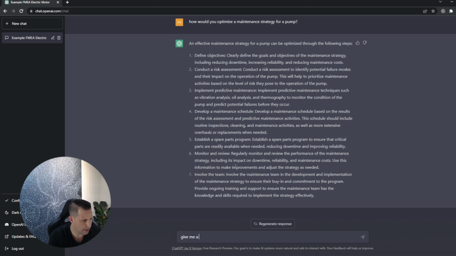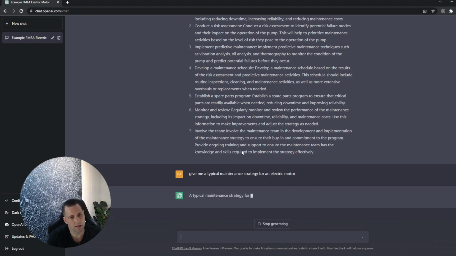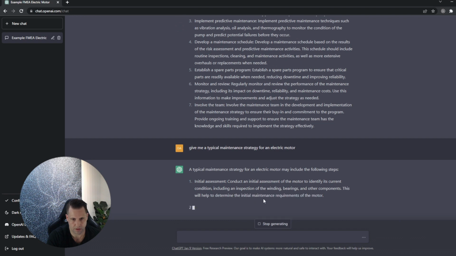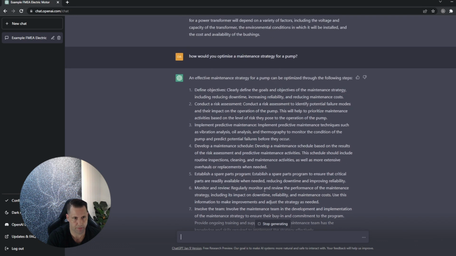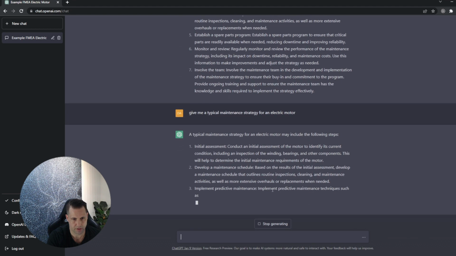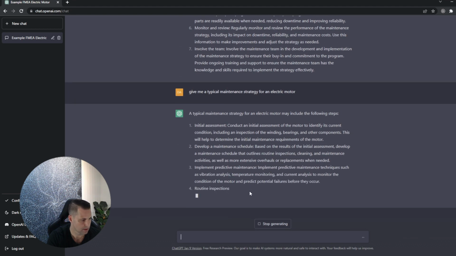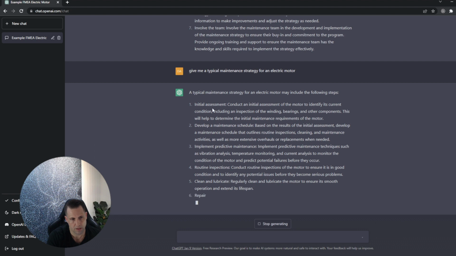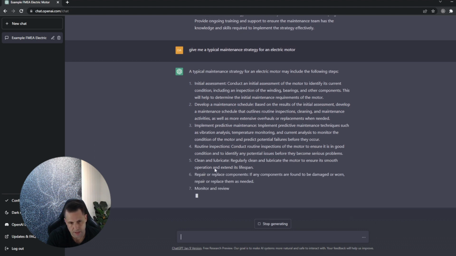Okay, let's try and get it to give us some specific examples. Give me a typical maintenance strategy for, let's get an electric motor. Initial assessment, okay. Maintenance schedule. I think it's giving me something different. Implement predictive maintenance. So it's kind of giving me a few different things that we can do.